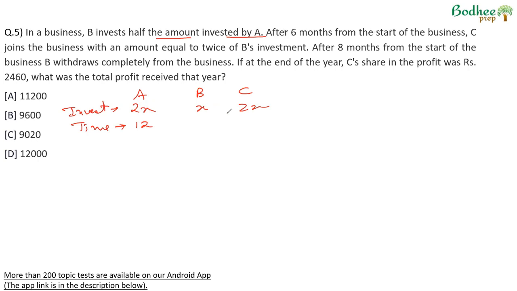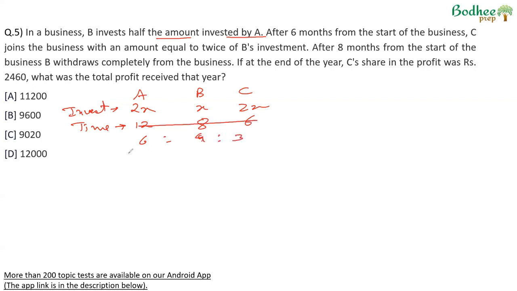After 6 months from the start, C joined, therefore for 6 months. And after 8 months from the start of the business B withdraws. So B remained invested for 8 months. We can take the ratio here as 6:4:3 if we want for time.